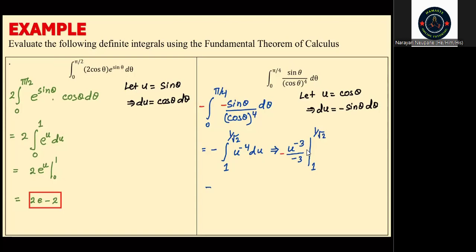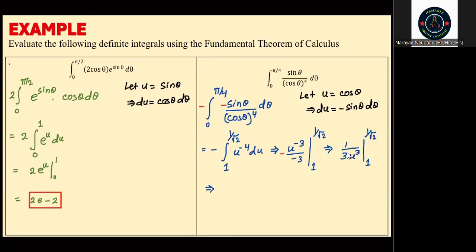Now let's see. I'll write here one more time just to make it a little simple. So negative and negative makes positive, 1 over 3 in the denominator. And if you move that u cubed, u to the negative 3, to the denominator, u to the third, evaluated between 1 and 1 over square root of 2.